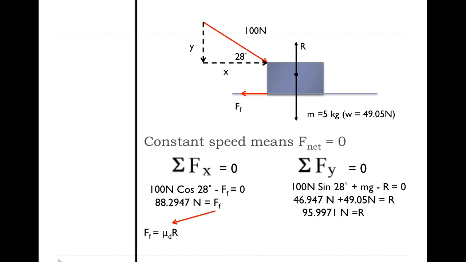Now that we have that information, remember the equation that goes for solving for friction. So we have the friction force equals mu sub d, which is the coefficient of dynamic friction, and that is multiplied by R, which is the normal force. Plug everything in that we have, and you should get an answer of 0.91, or after all of the sig figs are taken into account, I have 0.9.